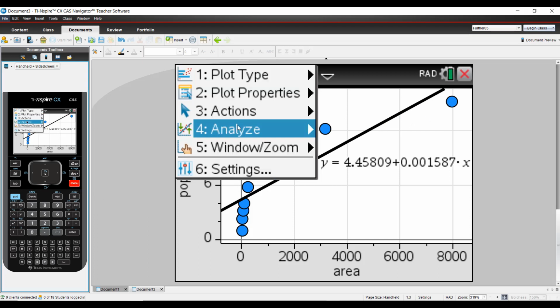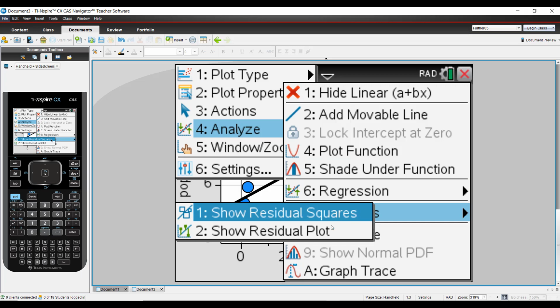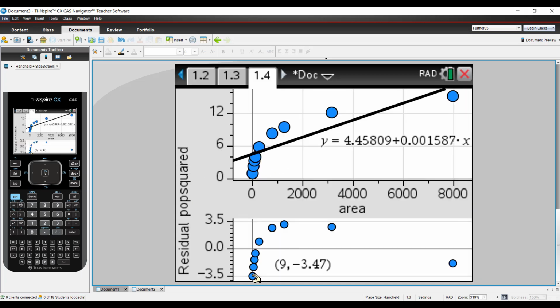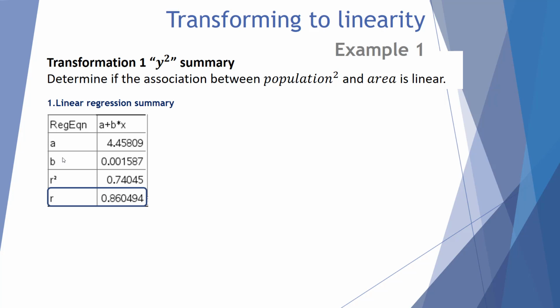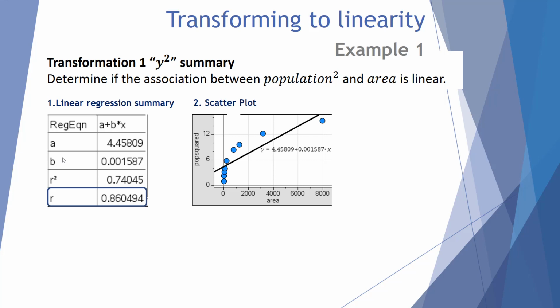And we can confirm that by analyzing a residual plot. Once again, we have negative residuals to positive residuals back down to negative, what I call a frowny face. Okay, and so this kind of indicates we are probably looking at further transformation. This transformation has not linearized the data whatsoever. So we've done our transformation. Let's have a look at the summary now in terms of the association between population squared and area. So first of all, our R squared has improved somewhat. Our scatter plot, however, still doesn't look linear.